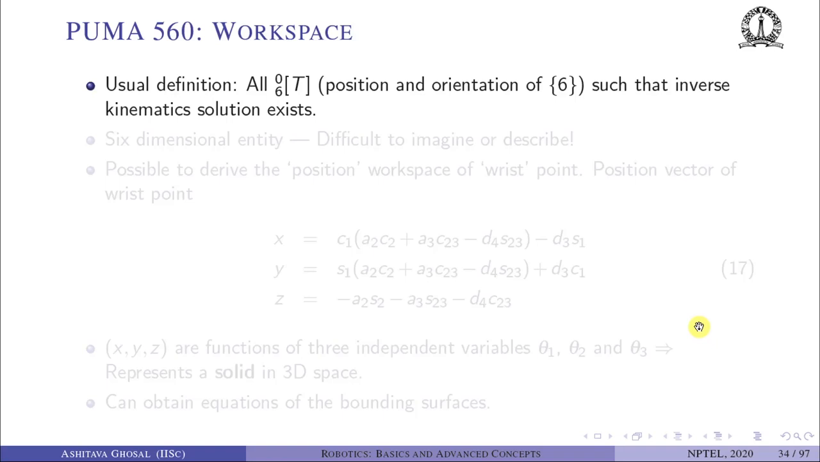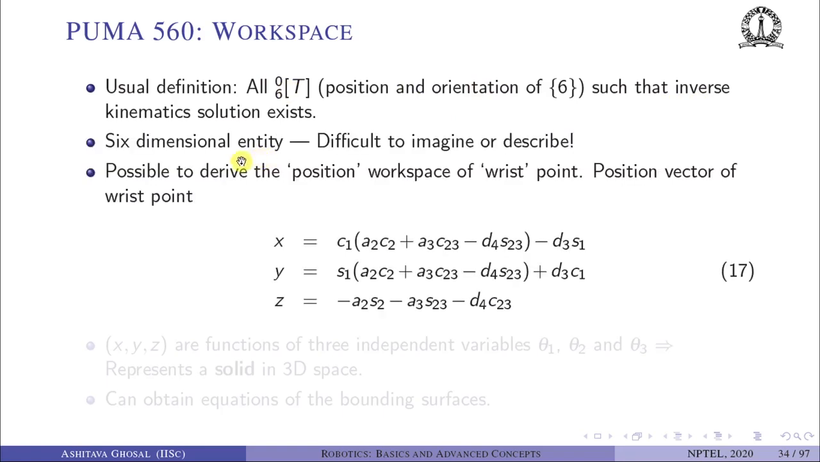Okay, now let's see whether we can discuss a little bit about the workspace of this robot. So basically, under what condition the inverse kinematic solution exists. Okay, so the usual definition is all position and orientation of the sixth coordinate system such that the inverse kinematic solution exists. In this case, it is very difficult to imagine or even visualize or describe because it's a six-dimensional entity. We have three positions, x, y, z, and three orientations.